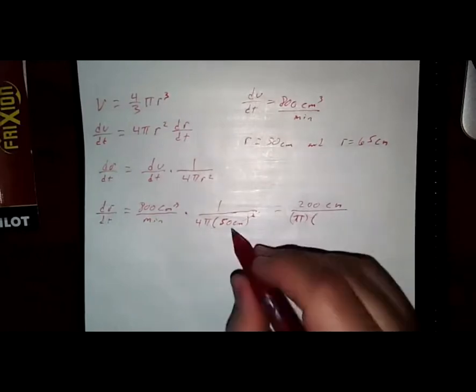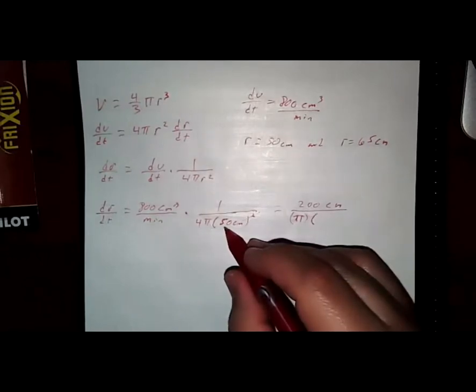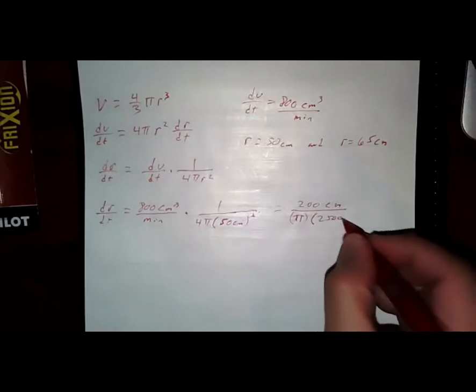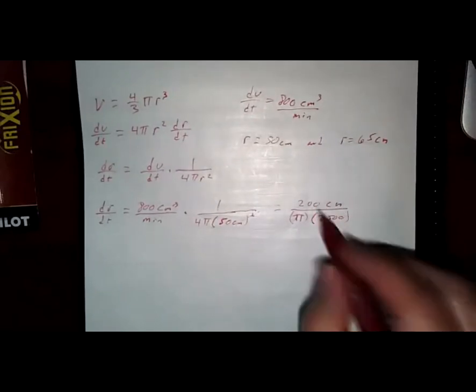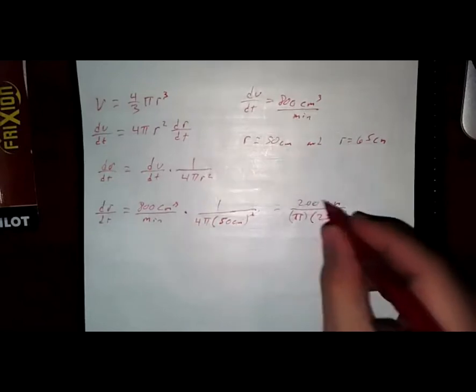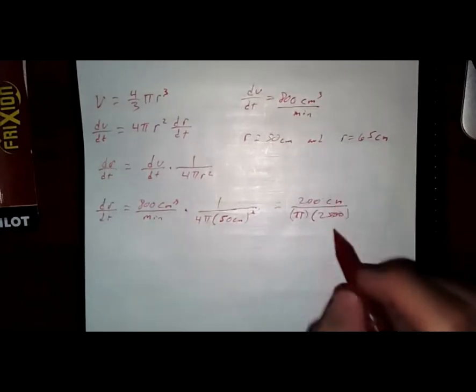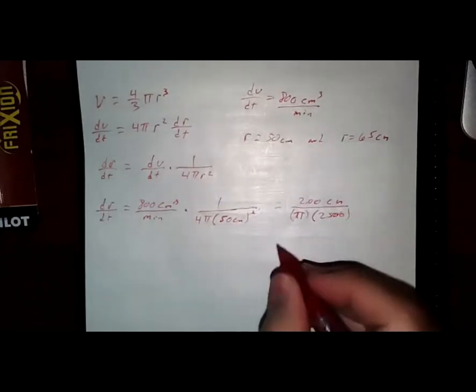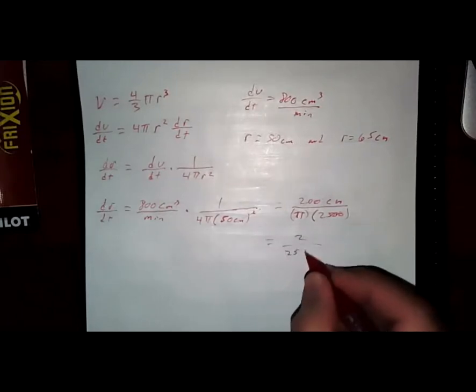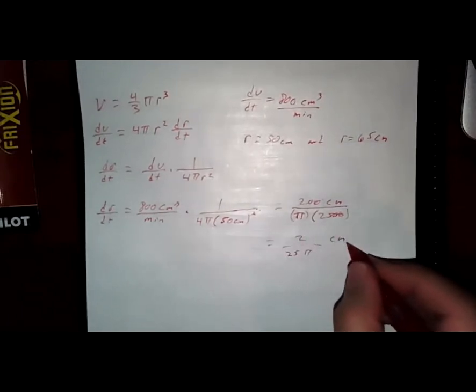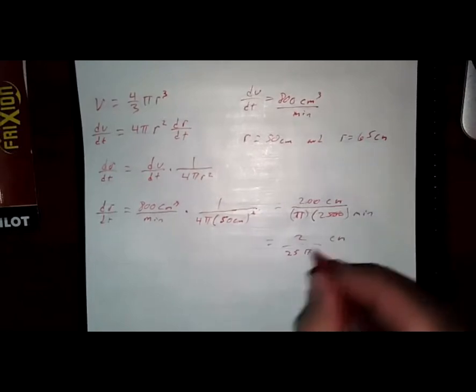Right? 50 times 50, that would be 25 times. That's 2,500. Yeah, okay. Just want to make sure before we go any further. So reduce this. 2 zeros are gone. So you got 2 over 25. So that should be our answer. 2 over 25 pi centimeters per minute.